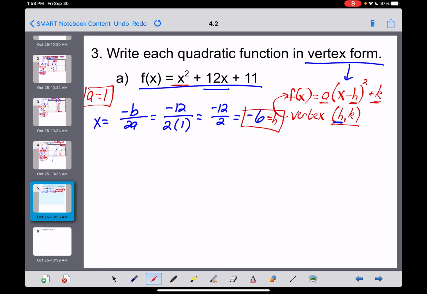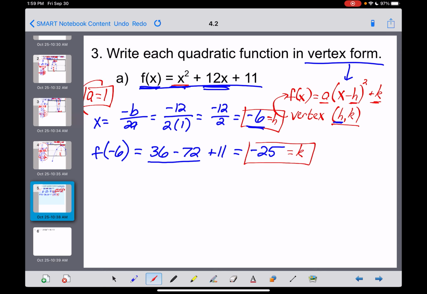All right, and to figure out the next part of that, we're going to evaluate f, the original function, at this value we just came up with, negative 6. So let's see what that looks like. Negative 6 squared is a positive 36. Then 12 times negative 6 is a negative 72, and plus 11. 36 minus 72 is negative 36. Adding 11 to that, we're going to be at negative 25. That right there, you guys, is your k value.